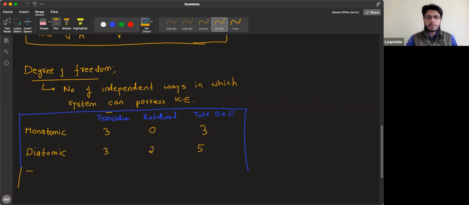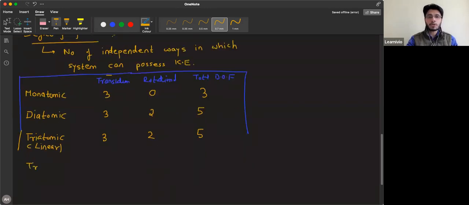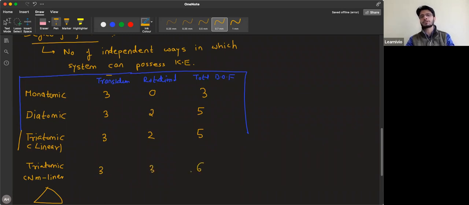Similarly, if you have a triatomic molecule, and this is triatomic linear, means all 3 atoms are in the same line, then it will have 3 in translation, 2 rotation, the total degree of freedom will be 5. But if you have a triatomic non-linear, means a molecule like this, it can have 3 translation and it can have 3 rotation. So the total degree of freedom will be 6.